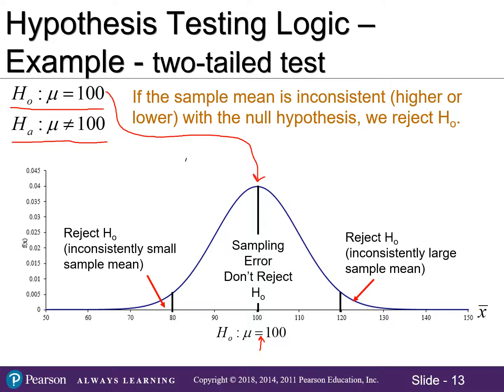You'll notice in here that I've marked off two values in the tail at 80 and at 120, and this is when we're going to decide whether or not something is inconsistently larger or consistently smaller based on the sample mean. So what am I doing here? I've got my center, and then I'm going out in each direction about 2 standard deviations so that I have about 95% in the middle.